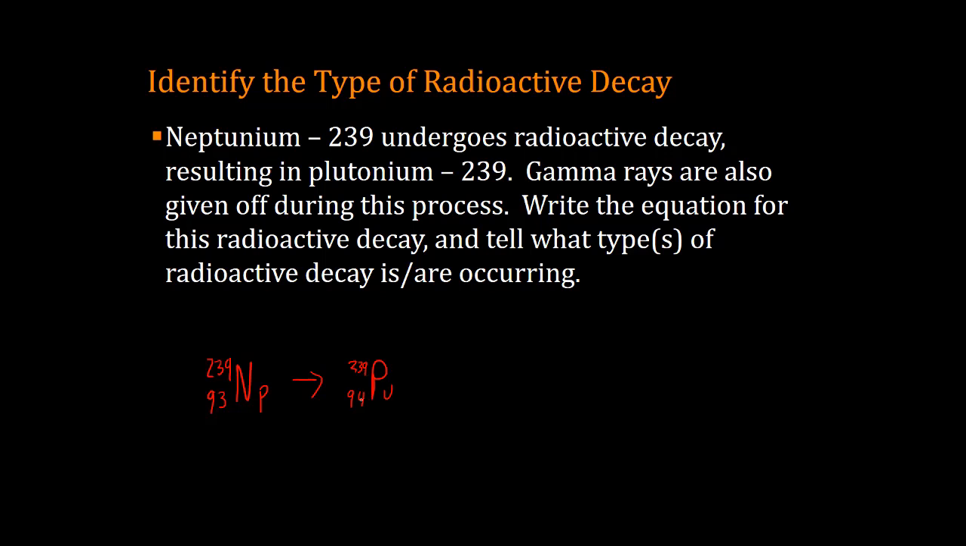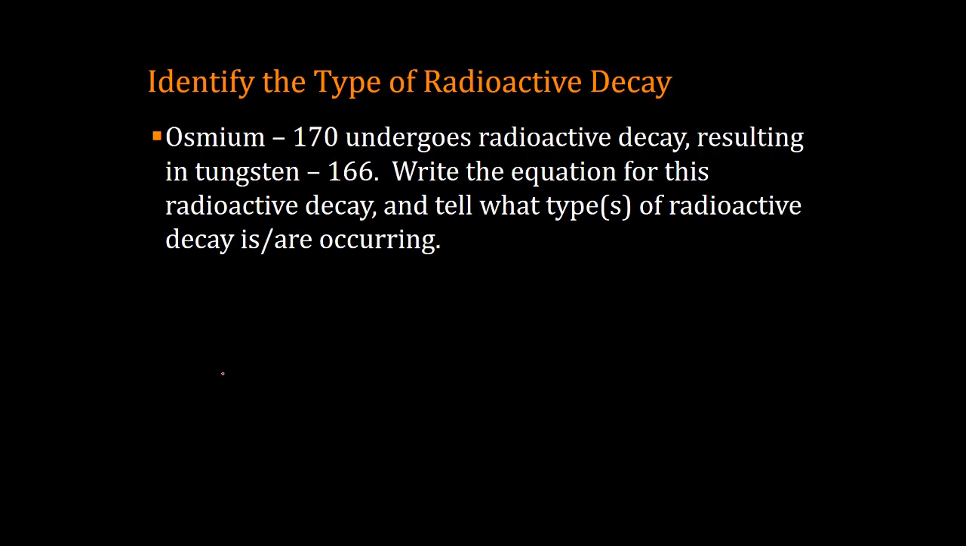Well, we can't just create a particle, so this side has to add up to that side. So we know there must have been a particle that came out of it. The protons changed, but the mass number didn't, so that tells us it's a beta particle. And we're going to need a -1 over here, so 94 minus 1 gets us 93. Here it is. Gamma rays are also given off, so here's our gamma rays. We wrote an equation for this radioactive decay, and we know that this is beta minus decay. It ejected an electron. So a neutron ejected an electron and changed to a proton. Mass number didn't change, but we did gain 1 proton in this radioactive decay.